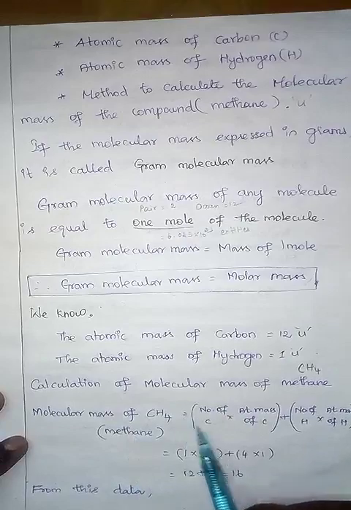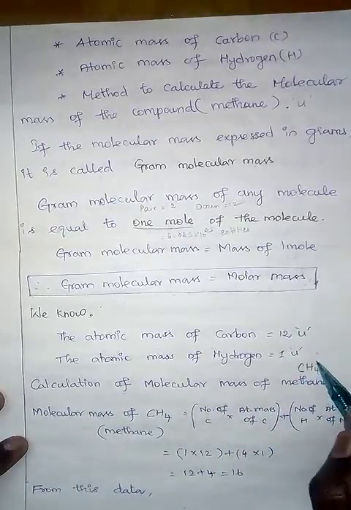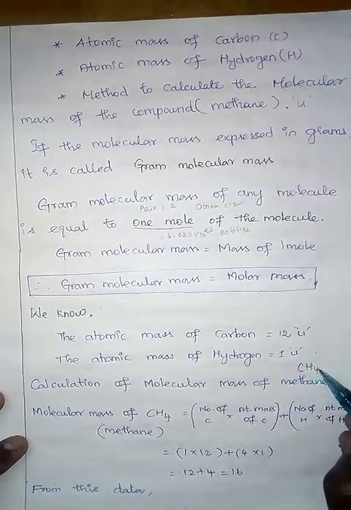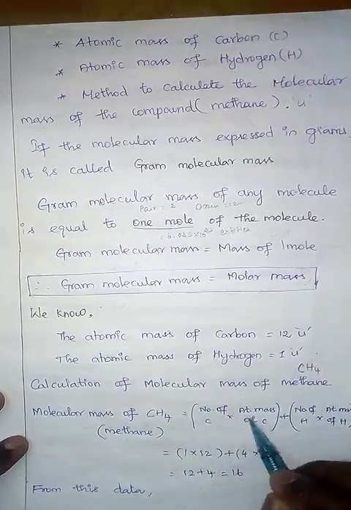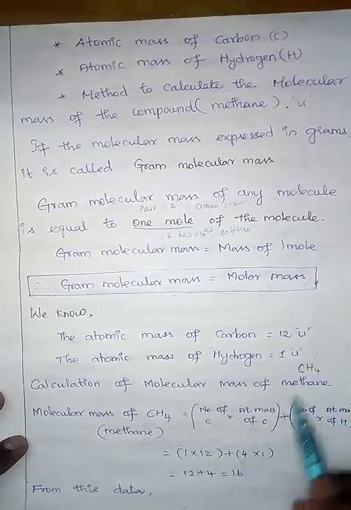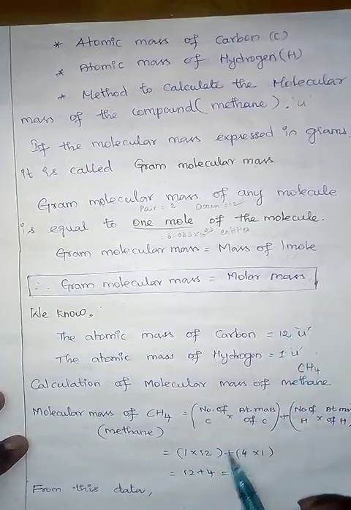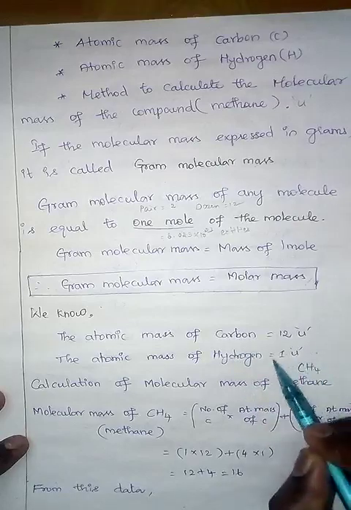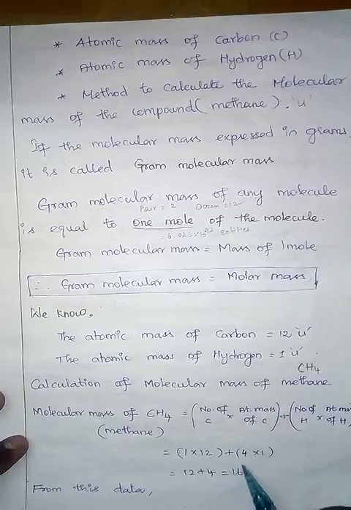The molecular mass of methane is equal to the number of carbon atoms into the atomic mass of carbon. Definitely. The mass of this methane molecule comes from where? From carbon and the 4 hydrogens present in it. So that's what we are doing: the number of carbon atoms into atomic mass of carbon plus number of hydrogen atoms into atomic mass of hydrogen. How many carbon do we have? 1 into atomic mass of carbon, 12, plus how many hydrogen? 4 into atomic mass of hydrogen, 1. So 1 into 12 plus 4 into 1 is equal to 16.